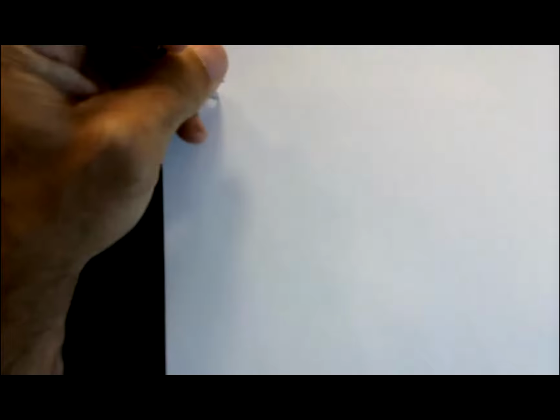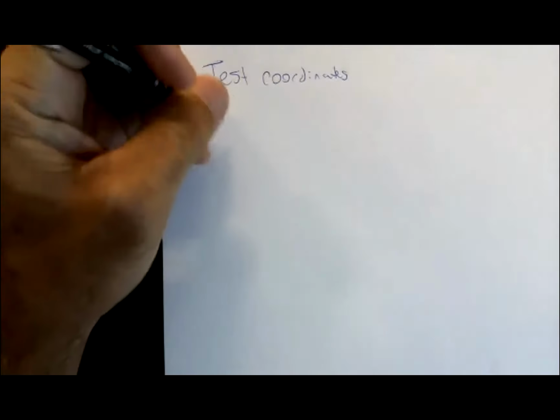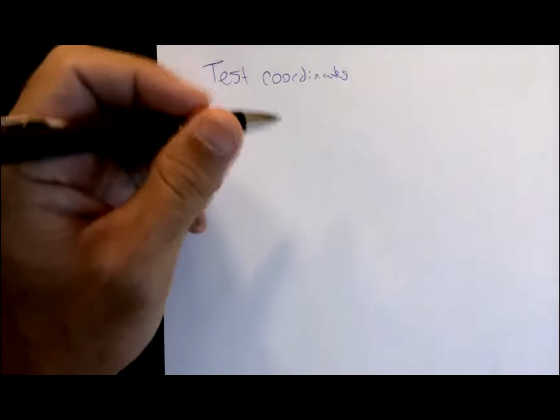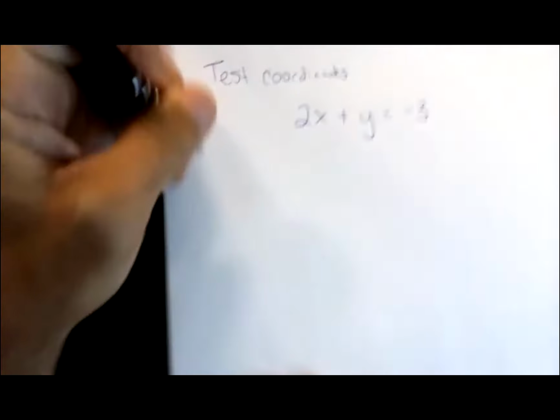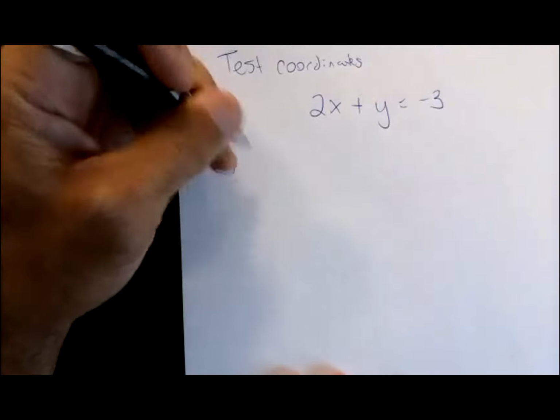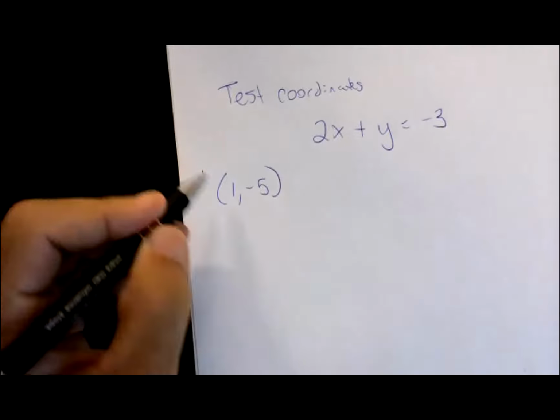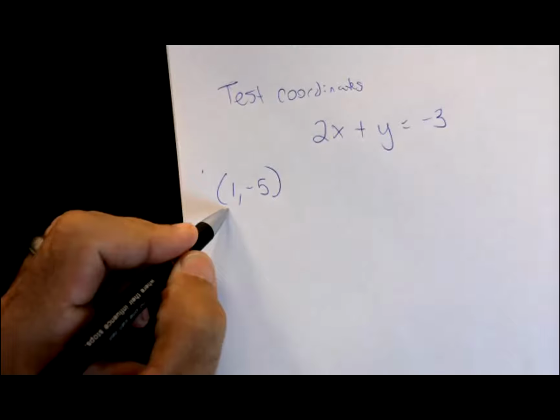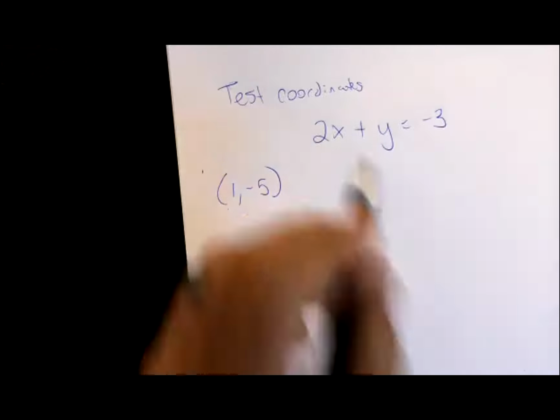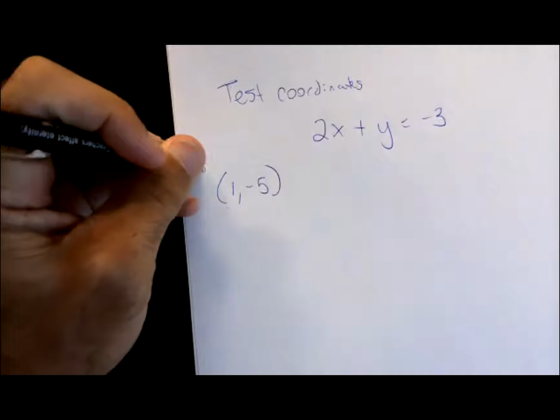Now, within 3.1, I want to talk about a couple of things specific to MyMathLab. The first thing they're going to have you do is test some coordinates. Not difficult. You just plug your x and your y in and see if it generates a true statement. So for example, they will ask, is the point 1, -5 a valid solution, or would it be on this line? Basically, does this work?